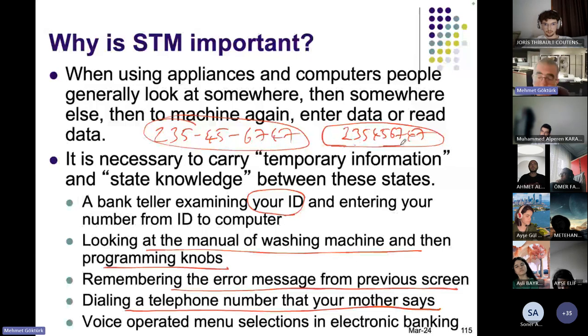Okay. And the last example is very interesting. In IVR systems, interactive voice response: if you want to talk to Mohammed, press 1. If you want to talk to Ufukcan, press 2. If you want to talk to Mehmet, press 3. If you want Ayşegül, press 4. If you want to talk to Hasan, press 6. If you want to talk to Maria, press 7, etc.